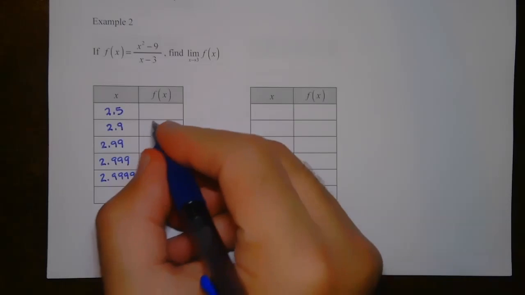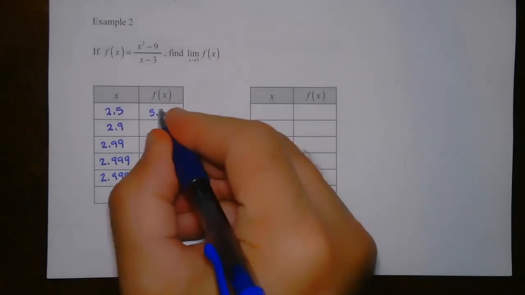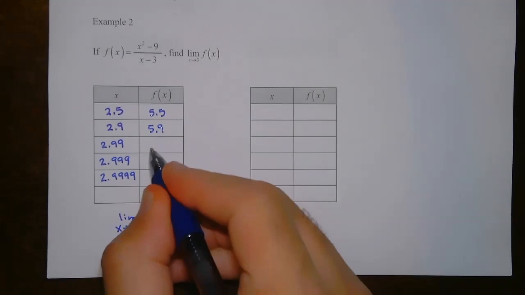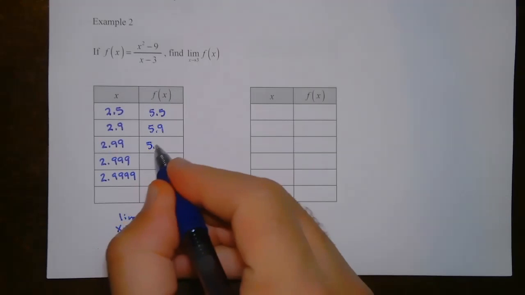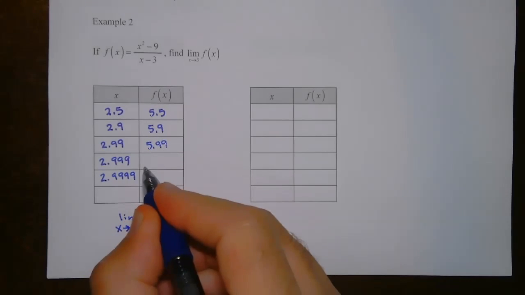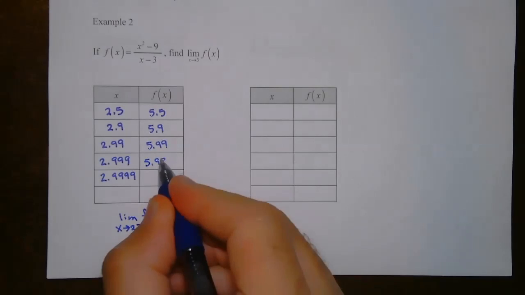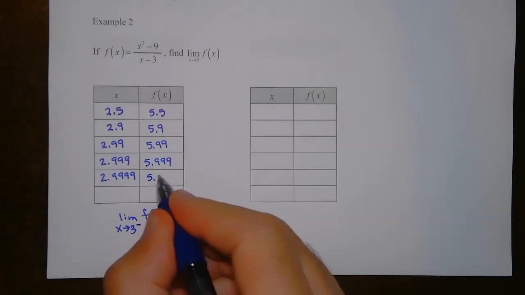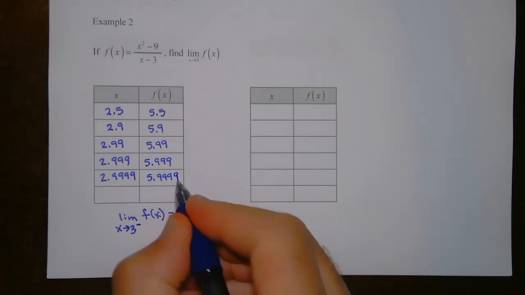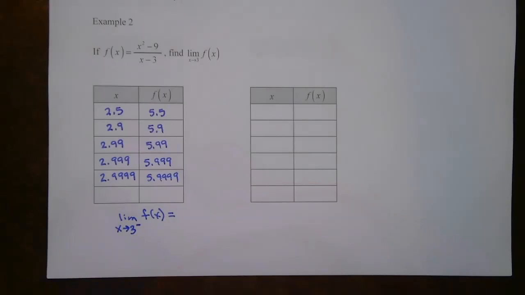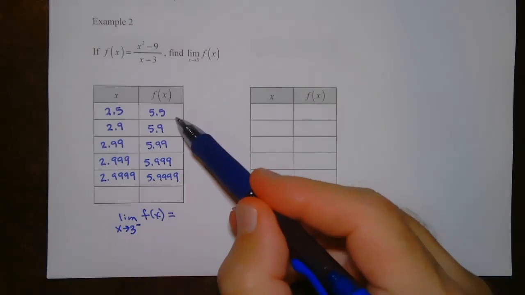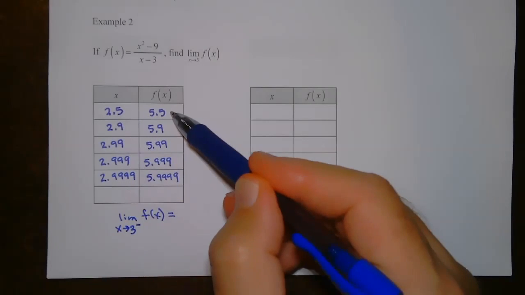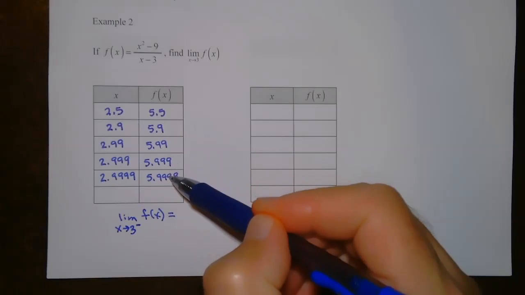Okay, at 2.5, the function value is 5.5. At 2.9, it's 5.9. And at 2.99, it's 5.99. At 2.999, it's 5.999. And at 2.9999, it's 5.9999. Okay? And if you look, we could go one more if you want to, but you can kind of see what's happening. The x values are approaching 3 from the left, and the function values are getting closer and closer and closer to a value of 6.